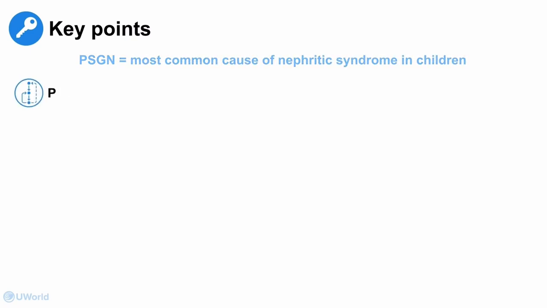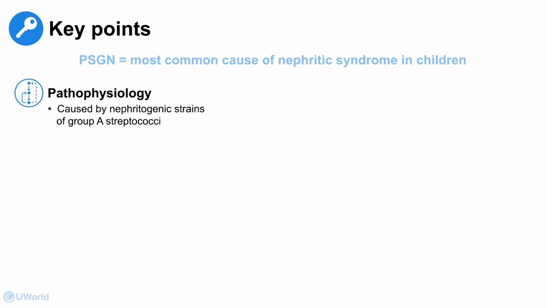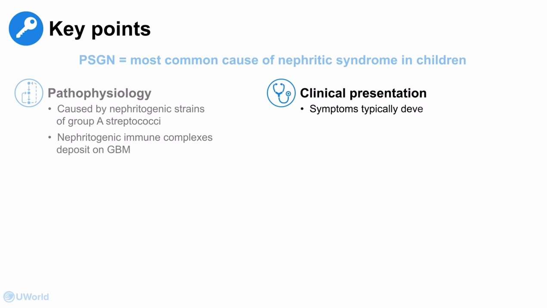To sum up, here are the key points to remember. PSGN is the most common cause of nephritic syndrome in children and is caused by infection with nephritogenic strains of Group A Streptococci. Pathogenesis involves production of IgG antibodies against nephritogenic antigens, which then combine in the circulation to form immune complexes that deposit on the glomerular basement membrane. Symptoms usually develop 7 to 10 days after pharyngeal infection or 2 to 4 weeks after skin infections.